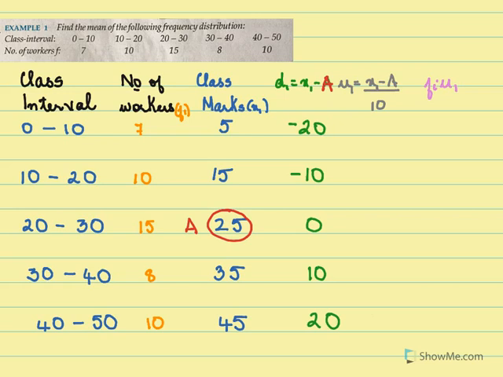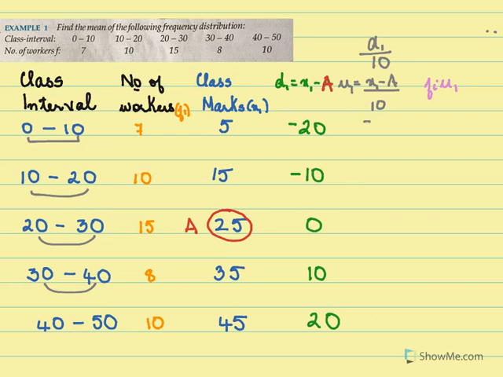Now we have to find ui. To find ui, we need to divide di by 10. Why 10? Because if you see, the class interval is 10. In each case, 10 minus 0 is 10, 10 to 20 is 10, 20 to 30, the gap is 10. So we divide each one by 10.